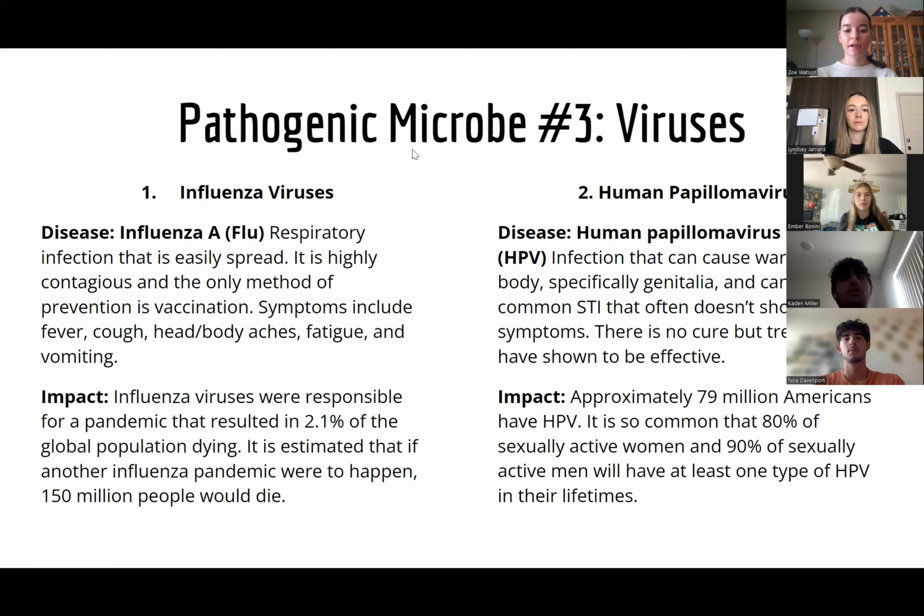The first pathogenic virus is the influenza viruses. There are different types, but I am going to go over influenza A, which is responsible for the flu. It is a respiratory infection that is highly contagious. The only method of prevention is vaccination. Symptoms include fever, fatigue, and vomiting. Influenza viruses were responsible for a pandemic that killed 2.1% of the global population. If another influenza pandemic were to occur, it is estimated that at least 150 million people would die.